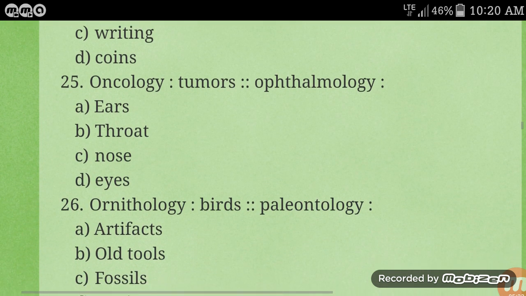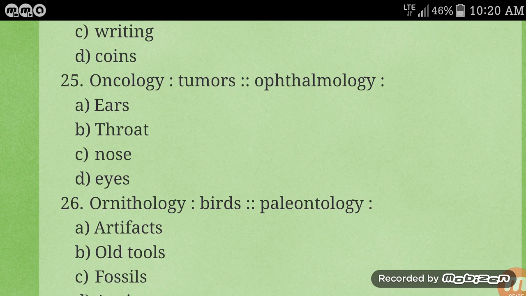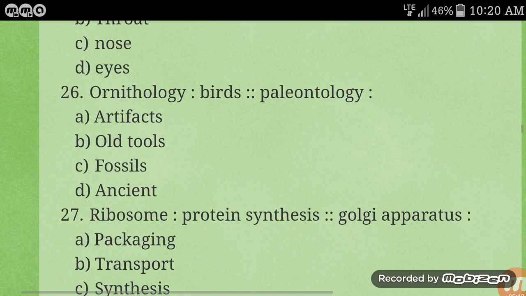Next one, number 25, oncology deals with tumors and ophthalmology deals with eyes. Okay, there you go. Ornithology deals with birds and paleontology deals with fossils. Okay?